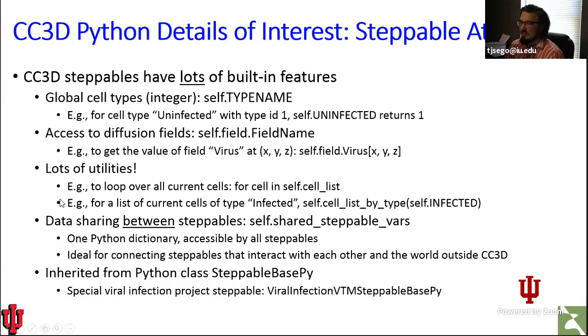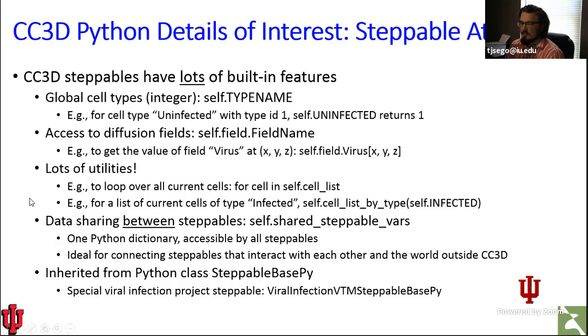Another example that we will use today is generating a list of current cells of a particular type. Another cell type that was prescribed in our CC3DML example was the infected type. And you'll notice in this example to the right, to generate a list of all the current cells of the type infected in Python steppables, it's as simple as typing self.cell_list_by_type and passing the cell type of interest, in this case an infected cell type. So this will return a Python list of all of the cell objects that have this particular cell type.